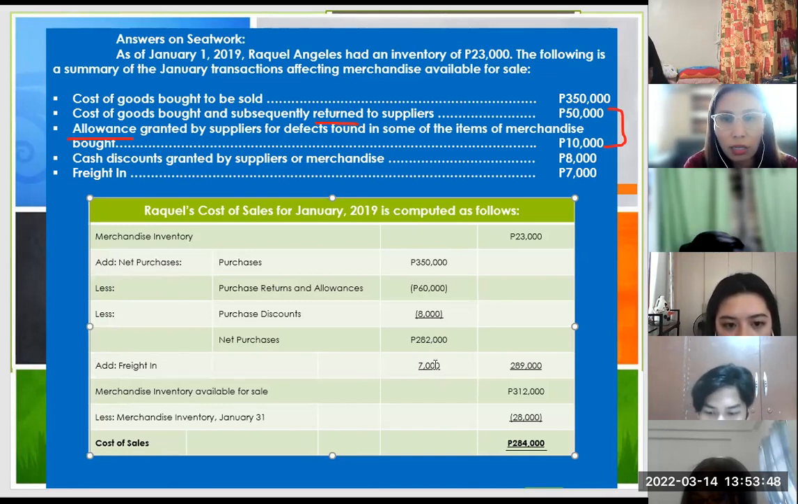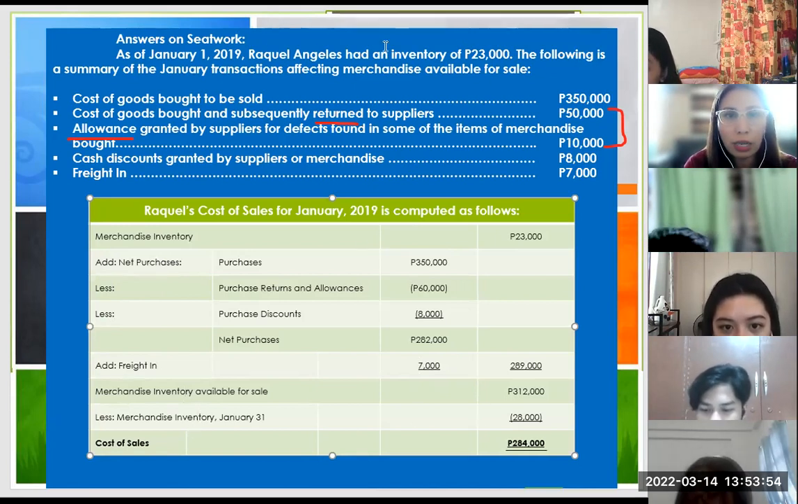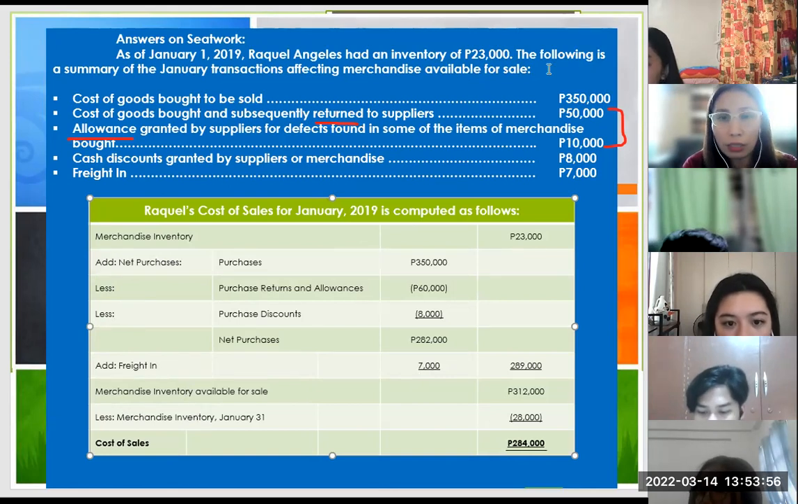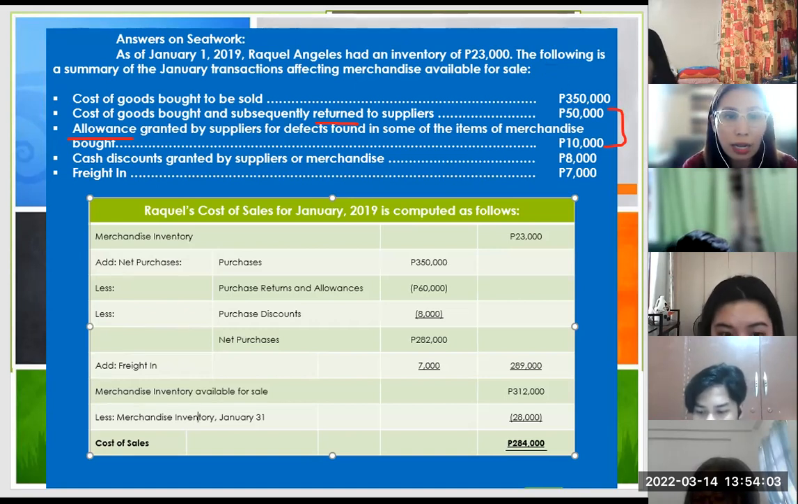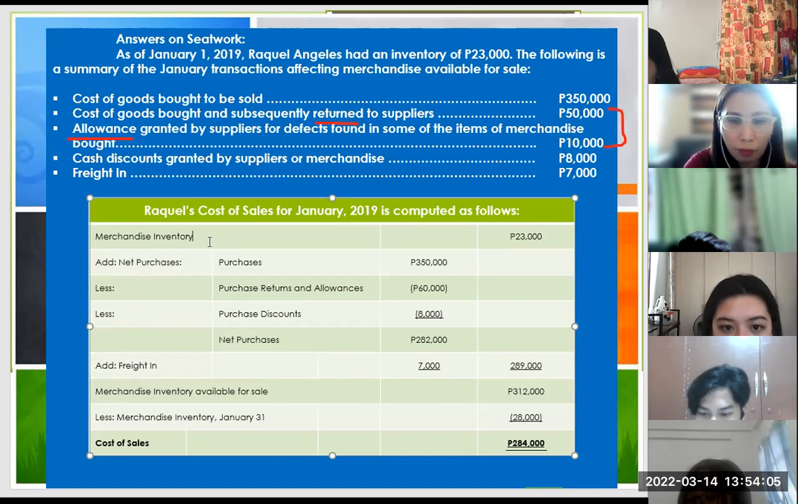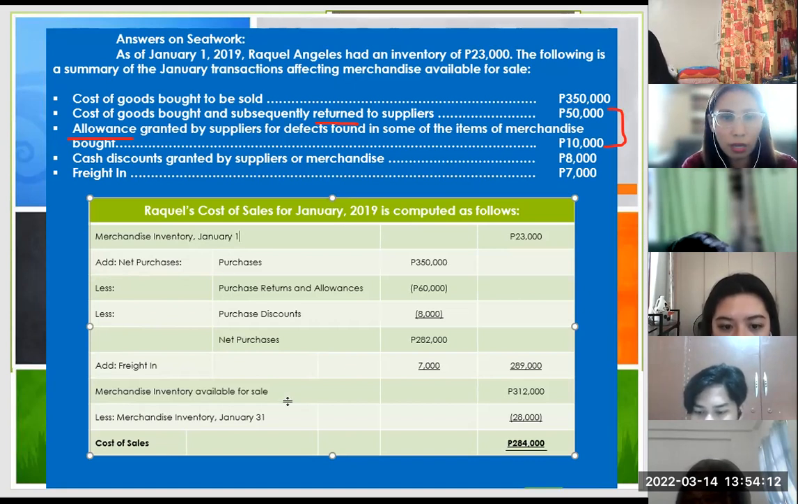Add freight in. Pinag-add to. May question. Less 28,000. So, dapat naka-indicate yung merchandise inventory, beginning and ending. January 1. Dito, January 31. Ending inventory, which is 28,000 pesos.